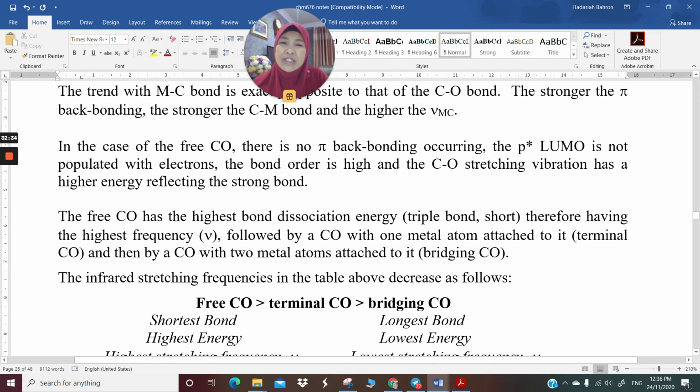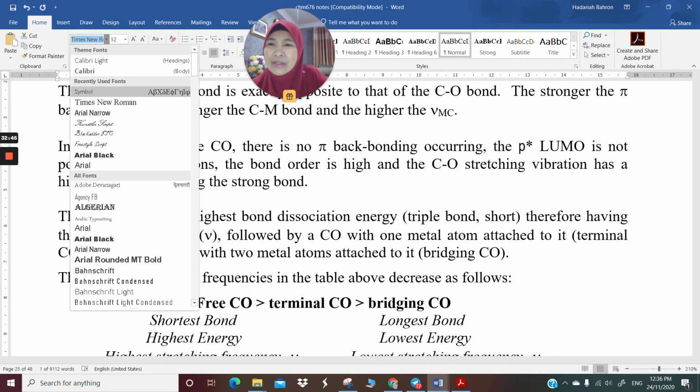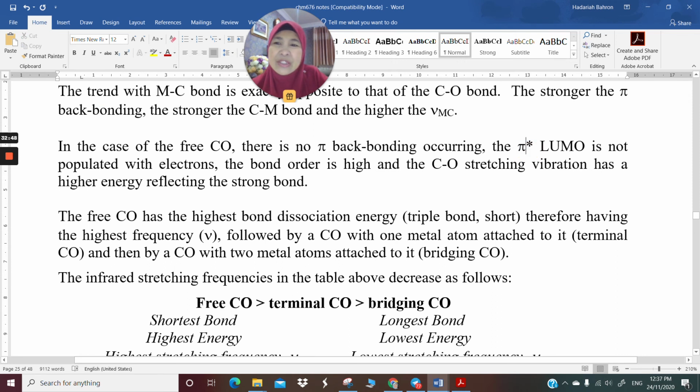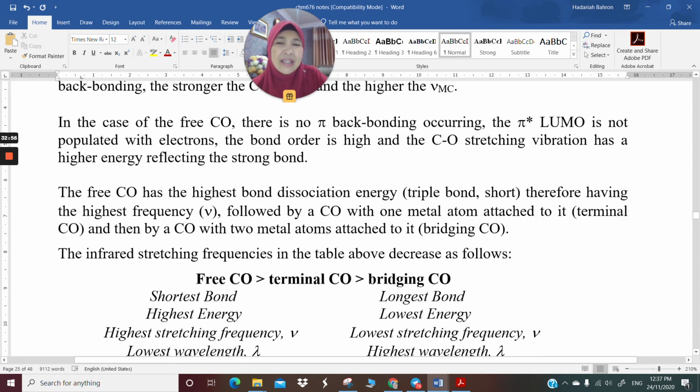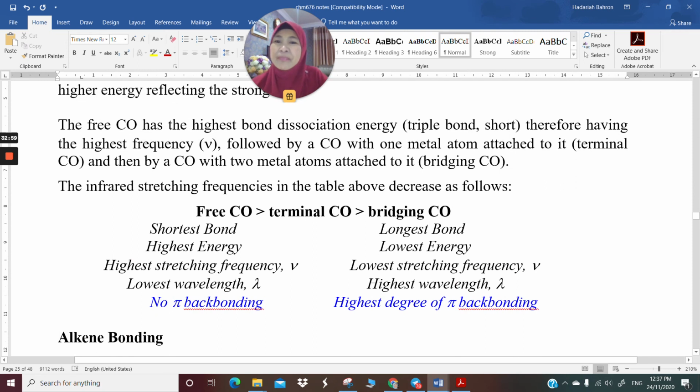In the case of free CO, there is no pi back bonding occurring, obviously, because there's no metal. The pi antibonding LUMO is not populated with electrons. The bond order is high, and the CO stretching vibration has a higher energy, reflecting the strong triple bond. Now, the free CO has the highest bond dissociation energy for the triple bond, so it has the highest frequency, followed by CO with one metal atom.